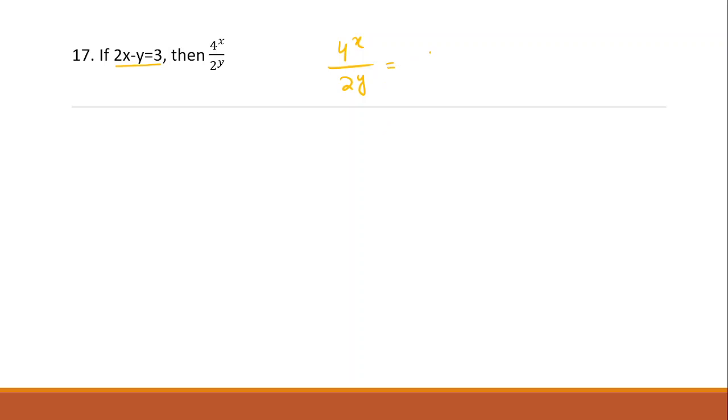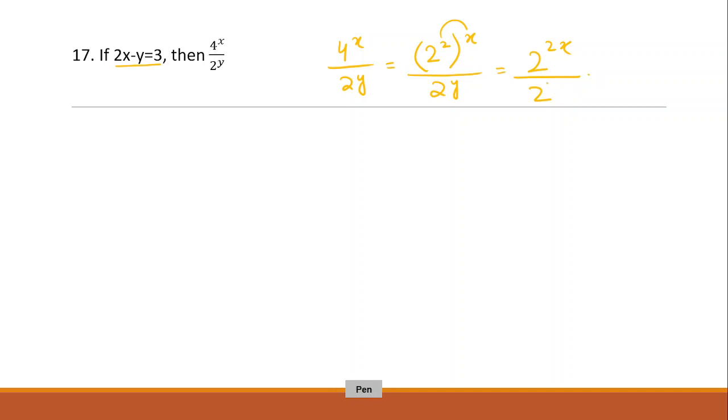So can I write 4 as 2 to the power 2? Okay, and there is a whole power x. Divide by 2 to the power y. I just replaced 4 with 2 to the power 2 because they both are the same thing. 4 equals 2 to the power 2. We have discussed it previously as well. When you have two powers, just multiply the powers. So 2 multiplied by x, so 2 to the power 2x divided by 2 to the power y.